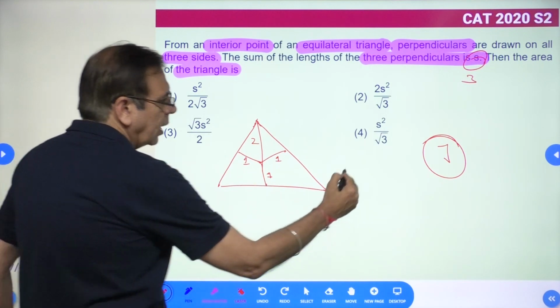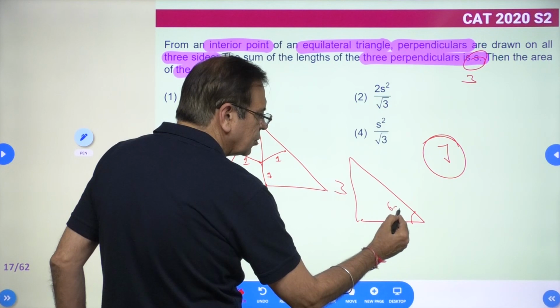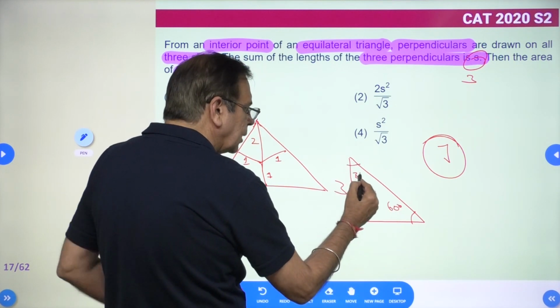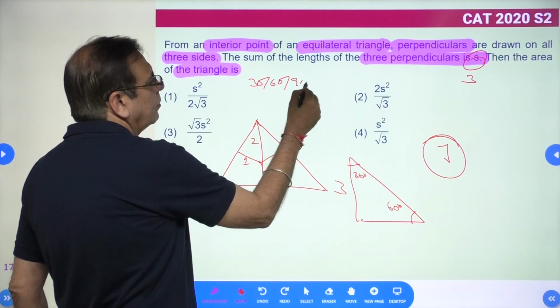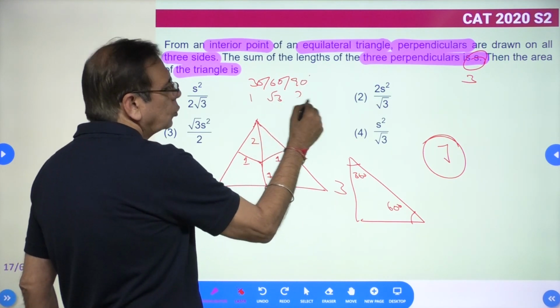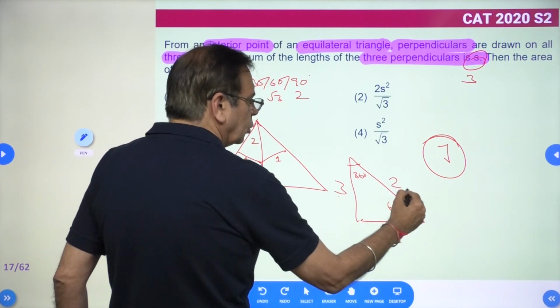So now look at this triangle. This side is 3. This angle is 60 degrees, so obviously this angle should be 30 degrees. So you need the 30, 60, 90 degree triangle, I hope you remember. 1:√3:2. So if this is 3, this side should be √3 and this should be 2√3.